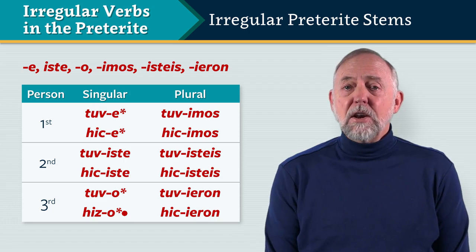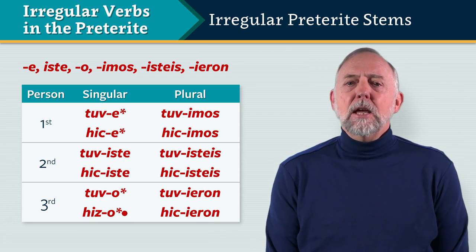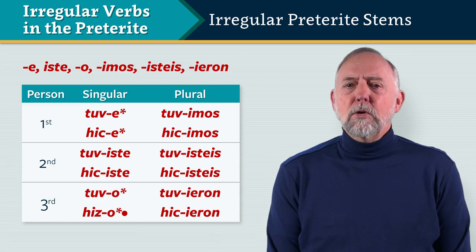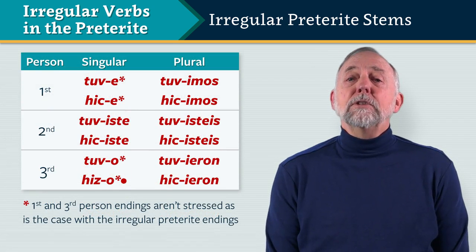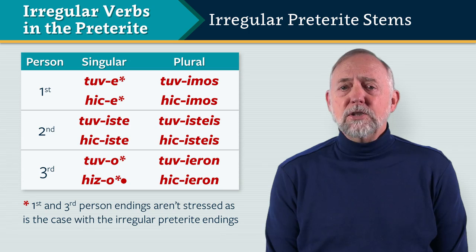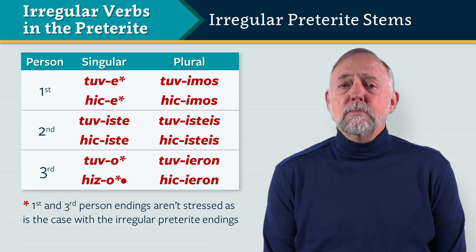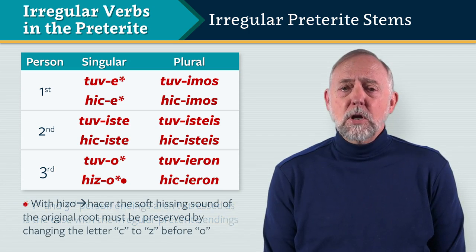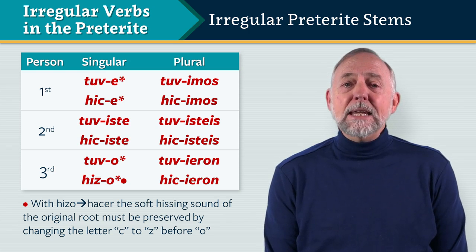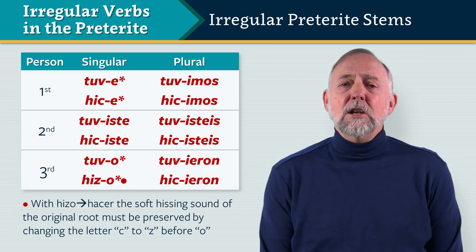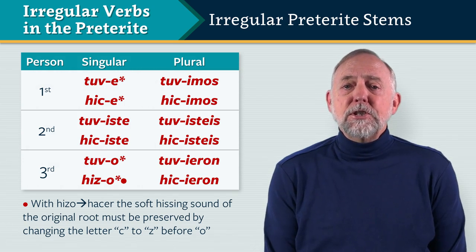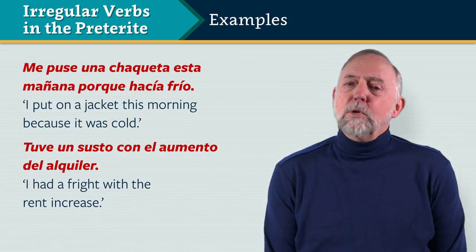Let's take a verb like hacer. Hice, hiciste, hizo, hicimos, hicisteis, hicieron. Now, note that the first and the third person endings are no longer stressed, as was the case with the regular preterite endings. And there's no written accent. Also notice that with the verb hacer, the third person singular is hizo, and it has to be spelled with a Z, not a C. Otherwise, you would lose the sound of hizo, and it would be hico, which is not correct.